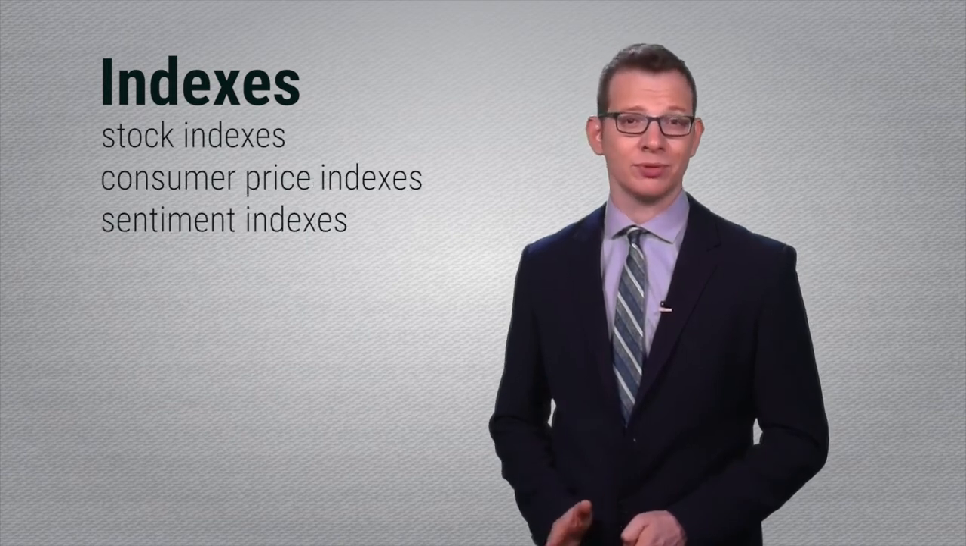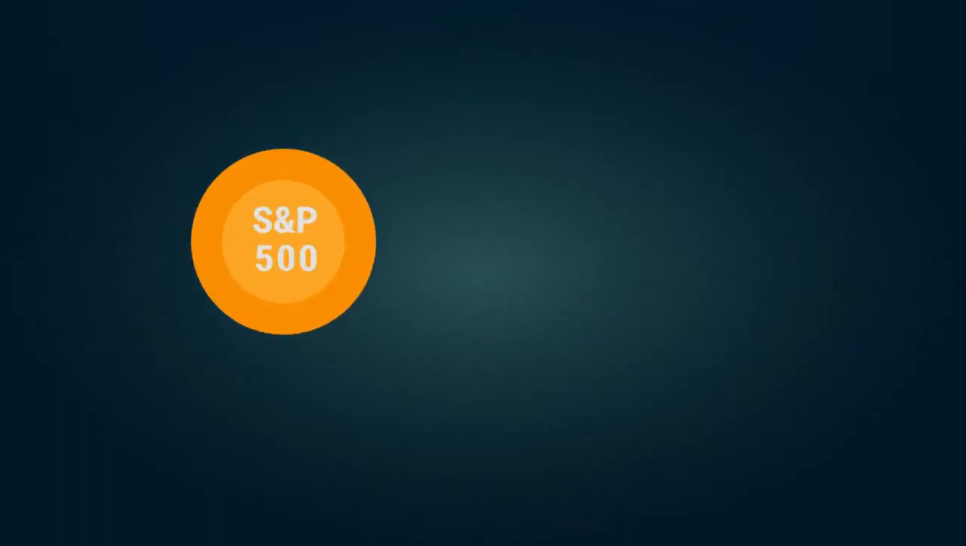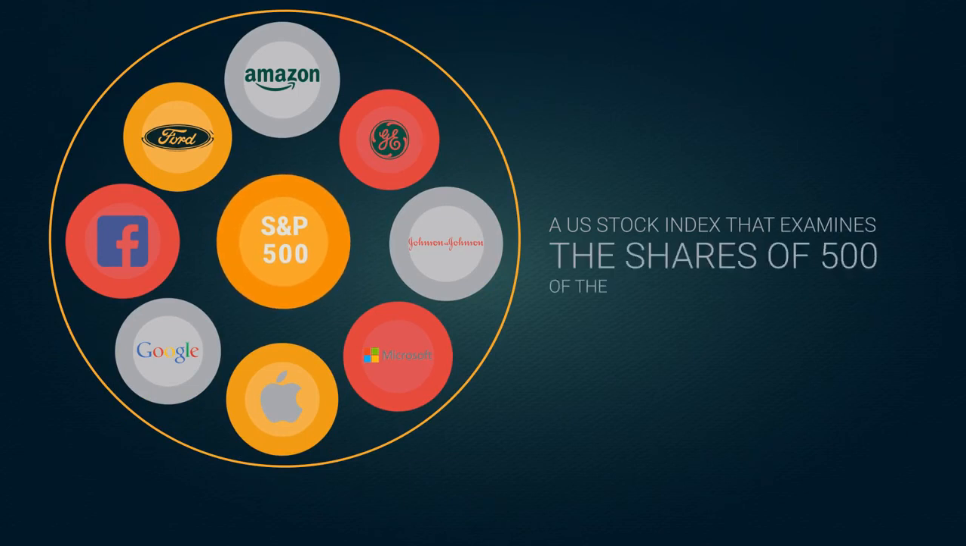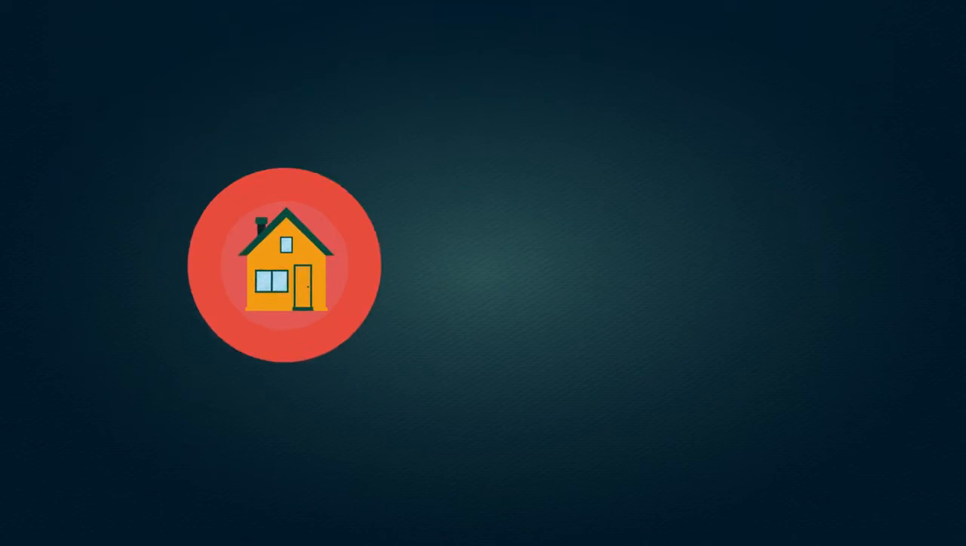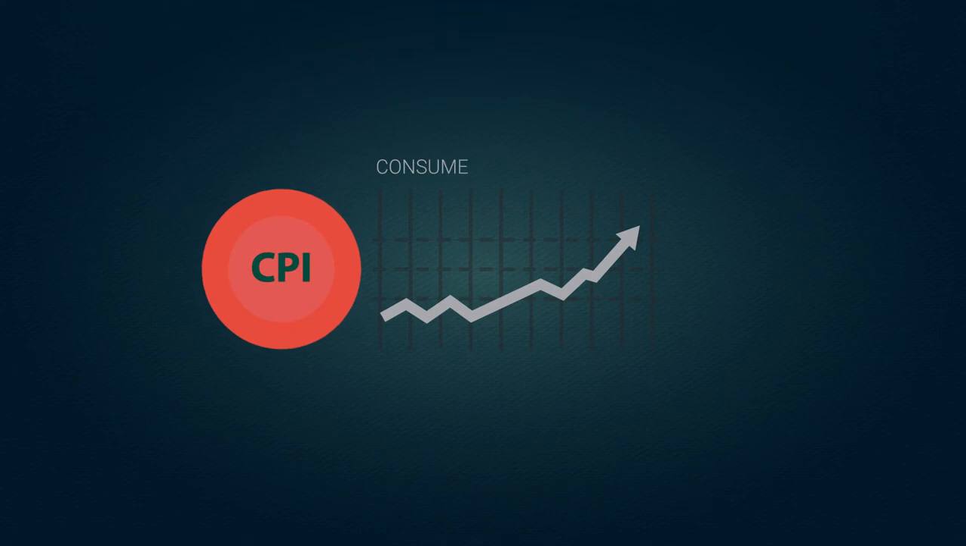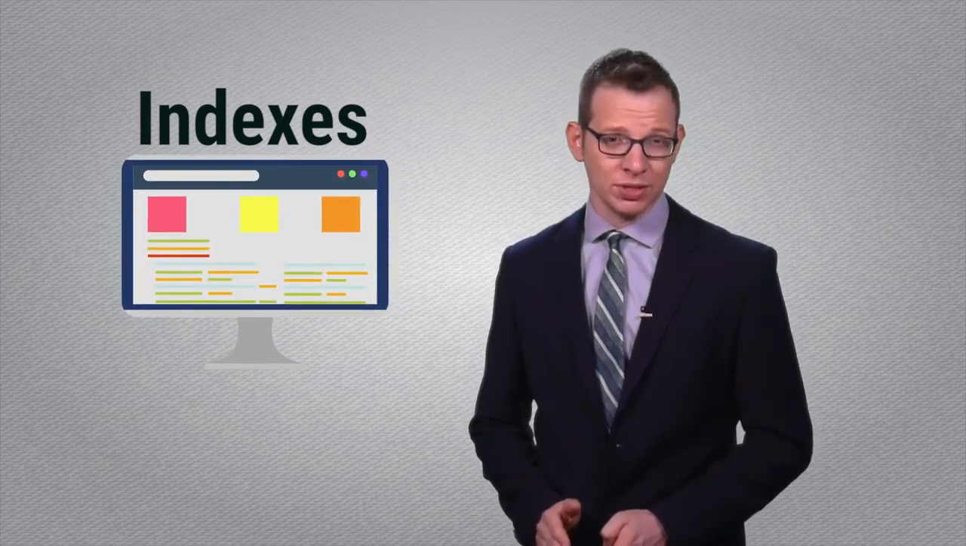CFDs also let you trade indexes. Indexes are asset groups that provide investors with a broad picture of how a sector or an economy is performing. The S&P 500, for example, is a U.S. stock index that examines the shares of 500 of the largest companies in the U.S. Housing indexes measure the housing sector. Consumer product indexes measure consumer product and service prices. Sentiment indexes measure the feelings of people towards the economy, and so forth. Since indexes are abstract entities, they cannot be invested in. Traders can, however, invest in instruments that gauge their performance.